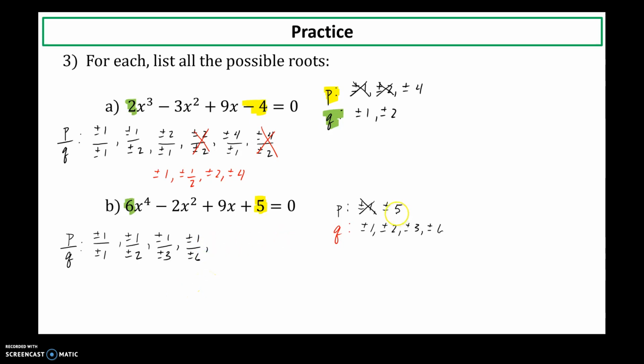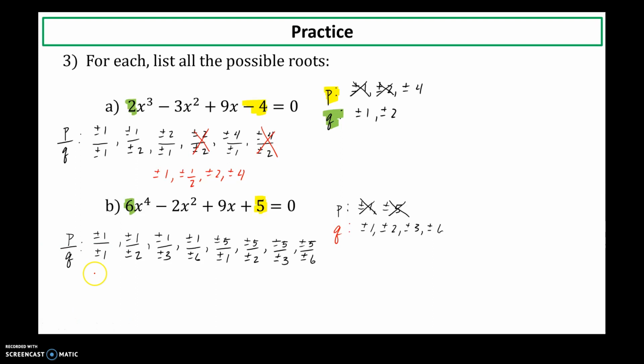Okay, now let me move on to my factor of 5. So plus or minus 5 over 1, 5 over 2, 5 over 3, and 5 over 6. So I took 5, the second factor of my constant term, and I divided it by each factor of my lead coefficient.